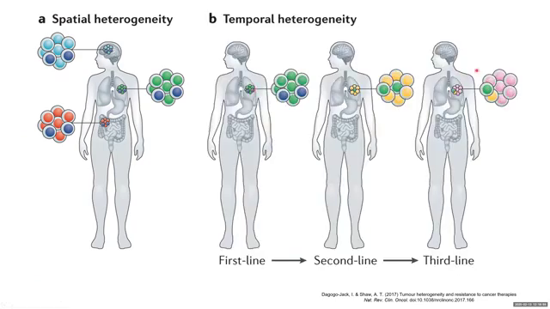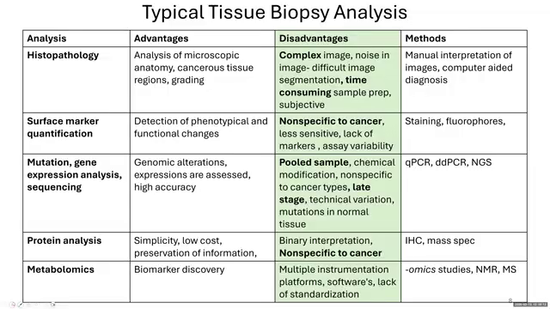Tumor heterogeneity is also spatial. So a tumor in brain does not look like a tumor in lung or a tumor in colon. And temporal heterogeneity, I just explained that after treatment, the tumor starts looking different. So all these aspects the oncologist has to keep in mind when they are trying to identify the best line of therapy for a patient.